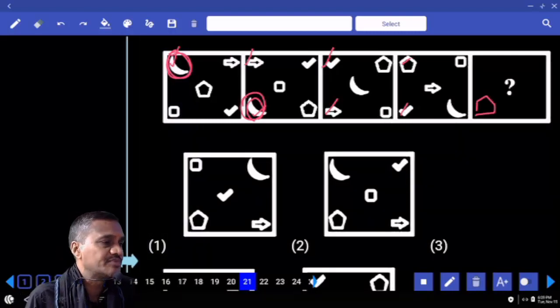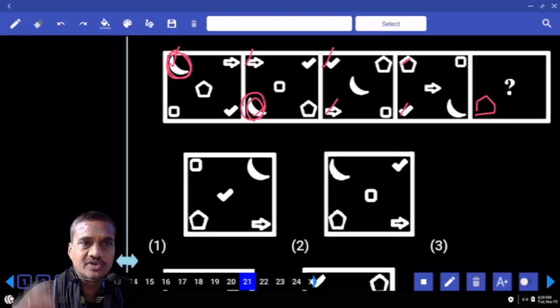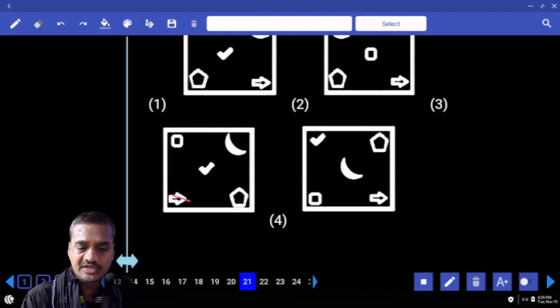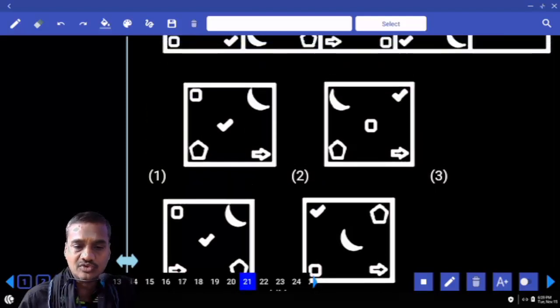Among the given choices, pentagon at this place is given in 1 and 2. 3 and 4 are straight away ruled out. Now in 3 and 4, pentagon is not at this corner. Hence we are left with only 1 and 2.